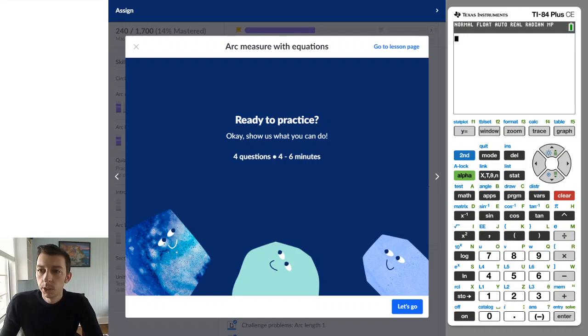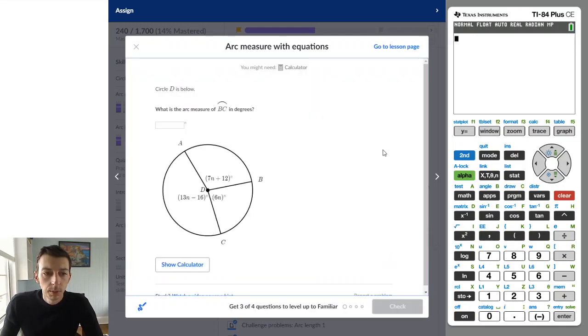So we're going to solve some examples here, arc measure with equations, and let's do it. My first example here, I am given a circle and I need to find the measure of BC in degrees. Now BC is this arc right here, so it's equal to 6n, but I should be able to get the actual measure. I don't want to just put in 6n here.